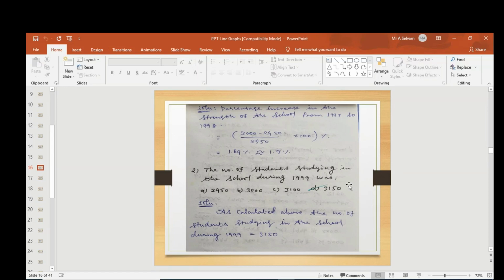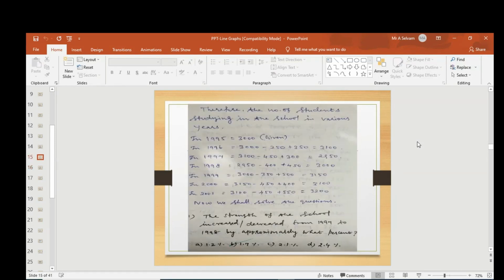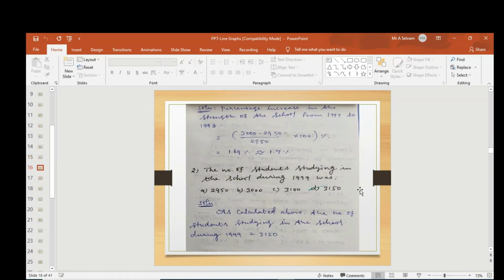Question number 2. The number of students studying in the school during 1999 was. A very easy question this one. In 1999, how many students are studying? 3,150. So option D is the answer.